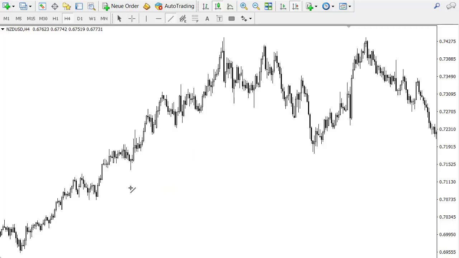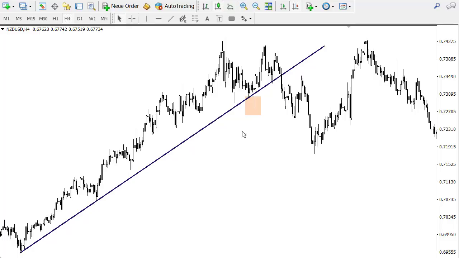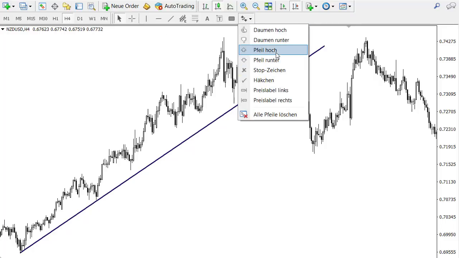Maybe one more example. So you can see we have an uptrend. Let's see how we draw the trend line. And it is okay if the candle wicks here penetrate a trend line. That's not too bad as long as you don't have a full close below a trend line. It is still active.